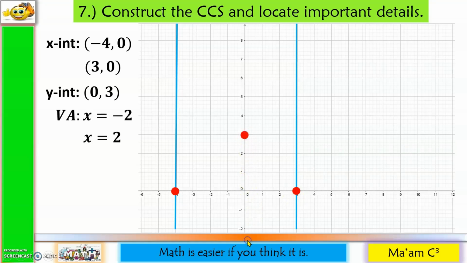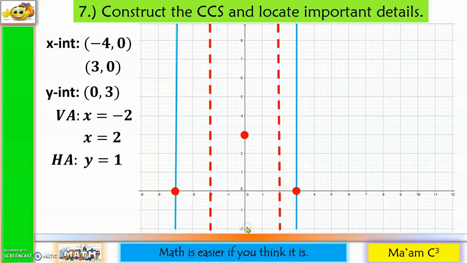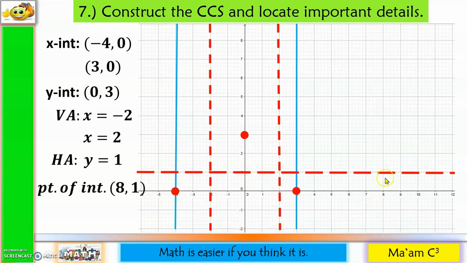Next, our vertical asymptotes. We have 2 again. x equals negative 2. Let us draw a vertical dashed line. And x equals 2, another vertical dashed line. Then we have the horizontal asymptote, y equals 1. So we have a horizontal dashed line. And finally, point (8, 1). Let us also draw a light vertical line at our point of intersection with the horizontal asymptote.